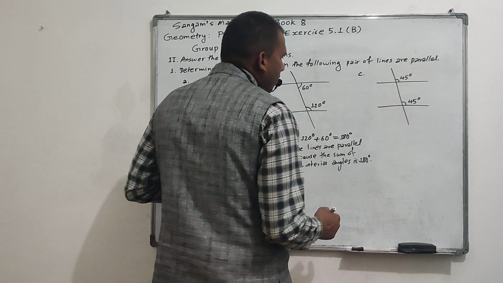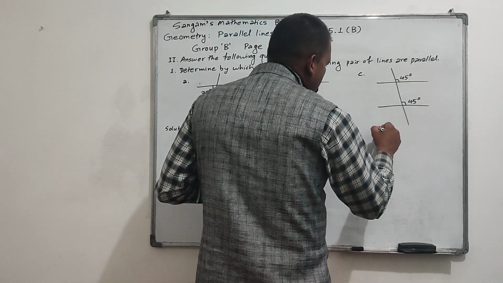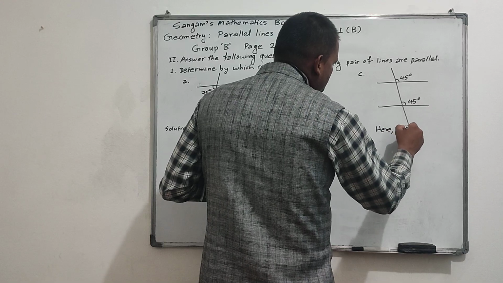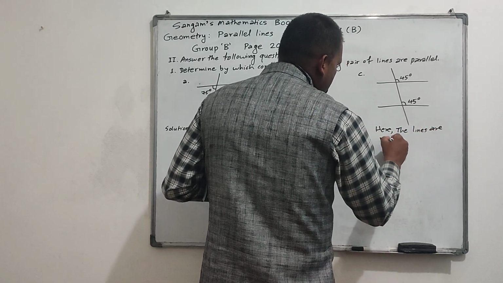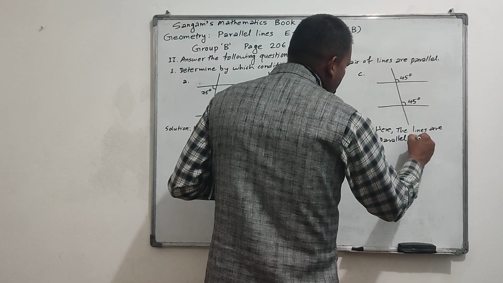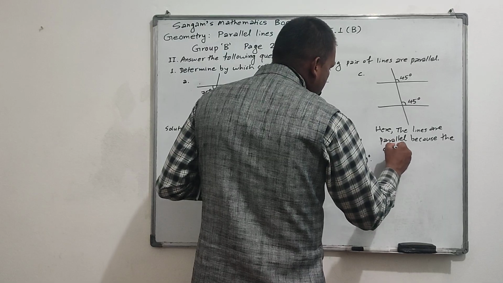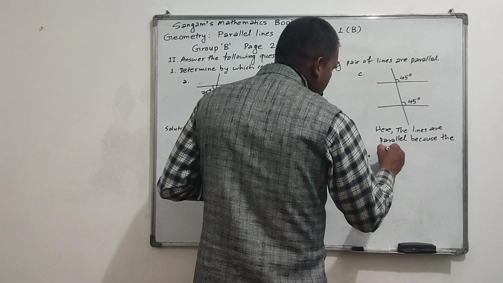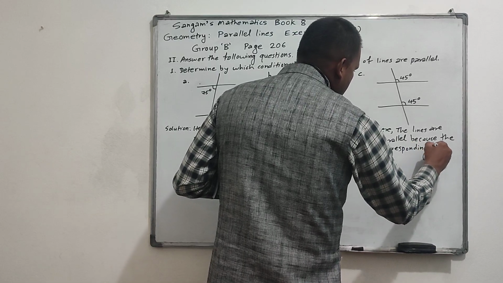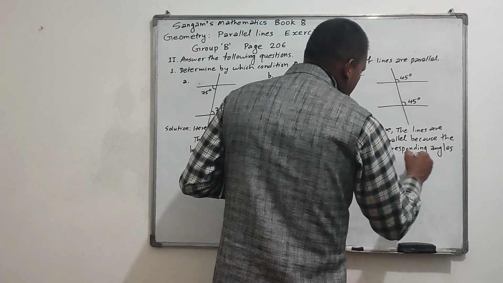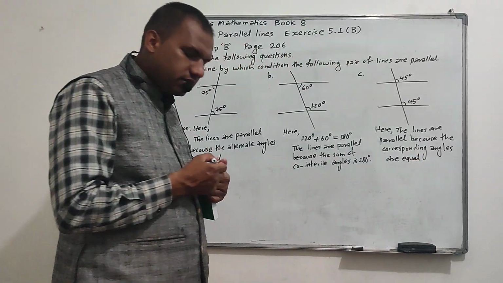They are corresponding angles, they are equal. So here the lines are parallel because the corresponding angles are equal.